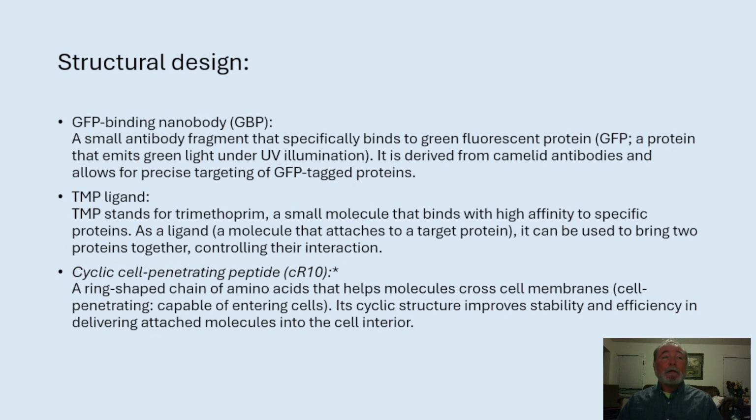Structural design. GFP binding nanobody, a small antibody fragment that specifically binds to green fluorescent protein, a protein that emits green light under UV illumination. It is derived from a camelid antibody and allows for precise targeting of GFP-tagged proteins. TMP ligand, a small molecule that binds with high affinity to specific proteins. And again, the CR10 is the ring-shaped amino acid that helps the protein get to the target.